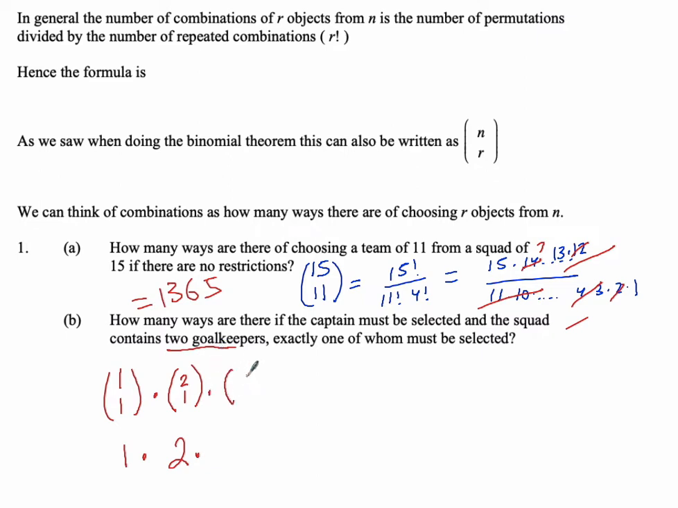And lastly, how many people are on the team? There's a team of 11. So we've got 12 left over. We've got 12 people that are not goalkeepers or the captain. So we've got 12 choose 9 here. There's 9 more members of the team. That's going to be actually 220 if you type that into your calculator. So the total number of ways is 440.